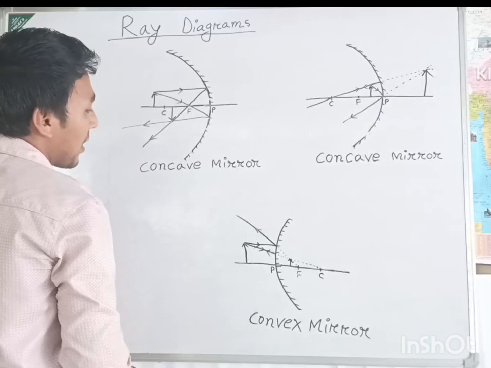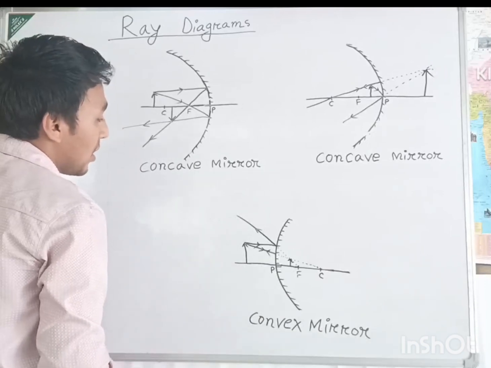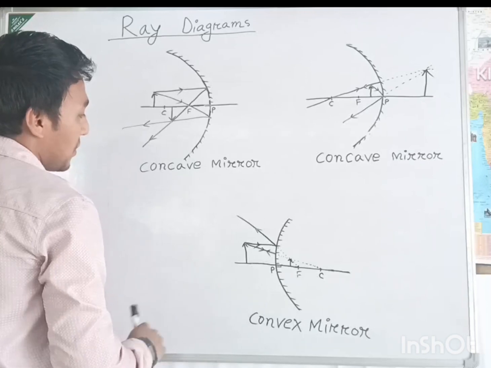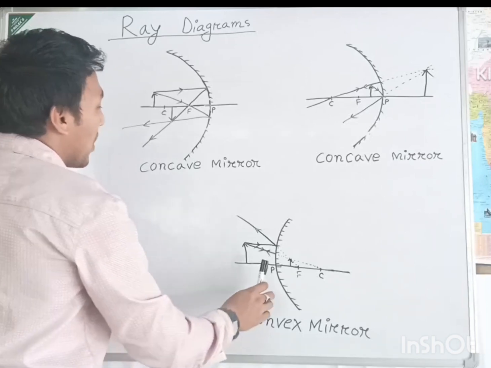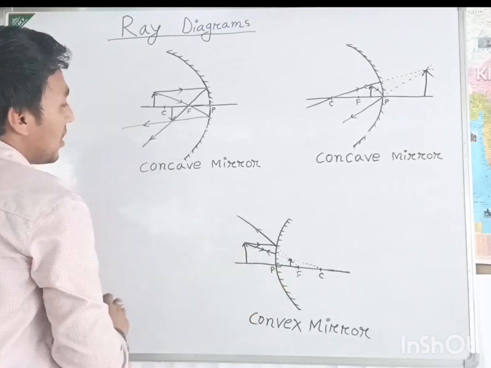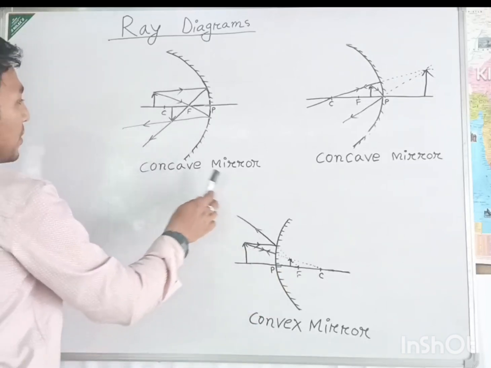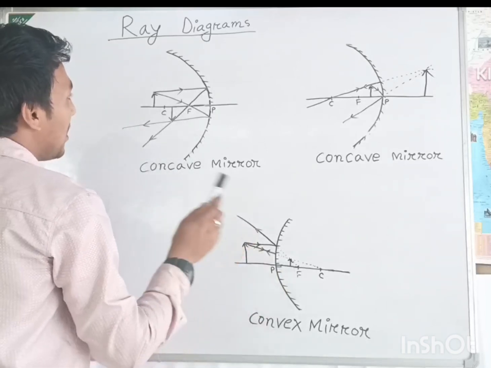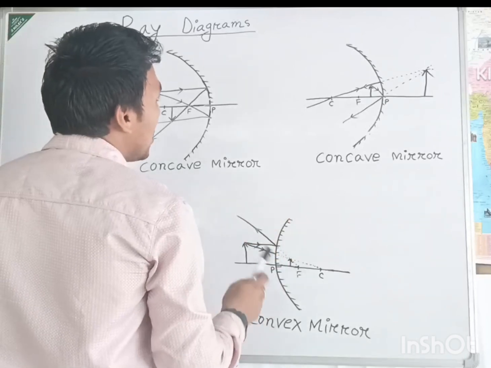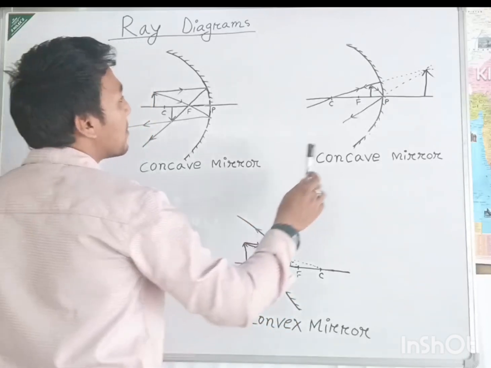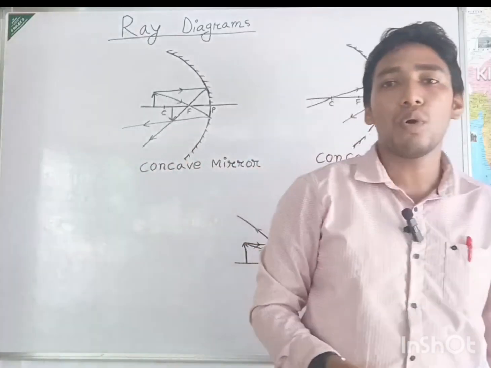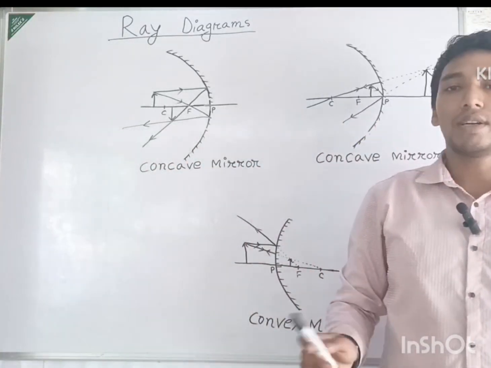Remember, drawing a ray diagram for convex mirror is very easy because in convex mirror you don't get a real image. If you don't get a real image, then wherever you keep the object, you'll always get the virtual image. But in case of concave mirror, you can get real image also and virtual image also. Remember, you get a virtual image only in one condition, when the object is placed in between pole and focus.